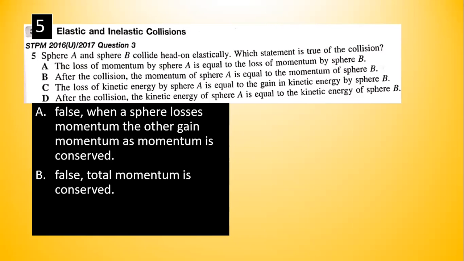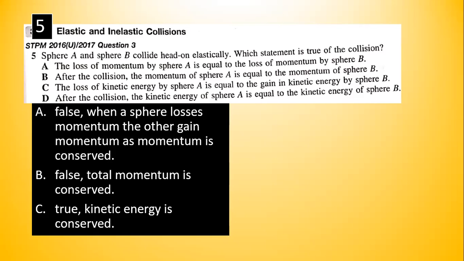The loss of kinetic energy by sphere A is equal to the gain in kinetic energy by sphere B. Is it right or wrong? Correct. Why is it correct? Same actually, because A is moving, A suddenly happens to bump into B, A will stop and then B will move because this is an elastic collision, so it's something similar to momentum.